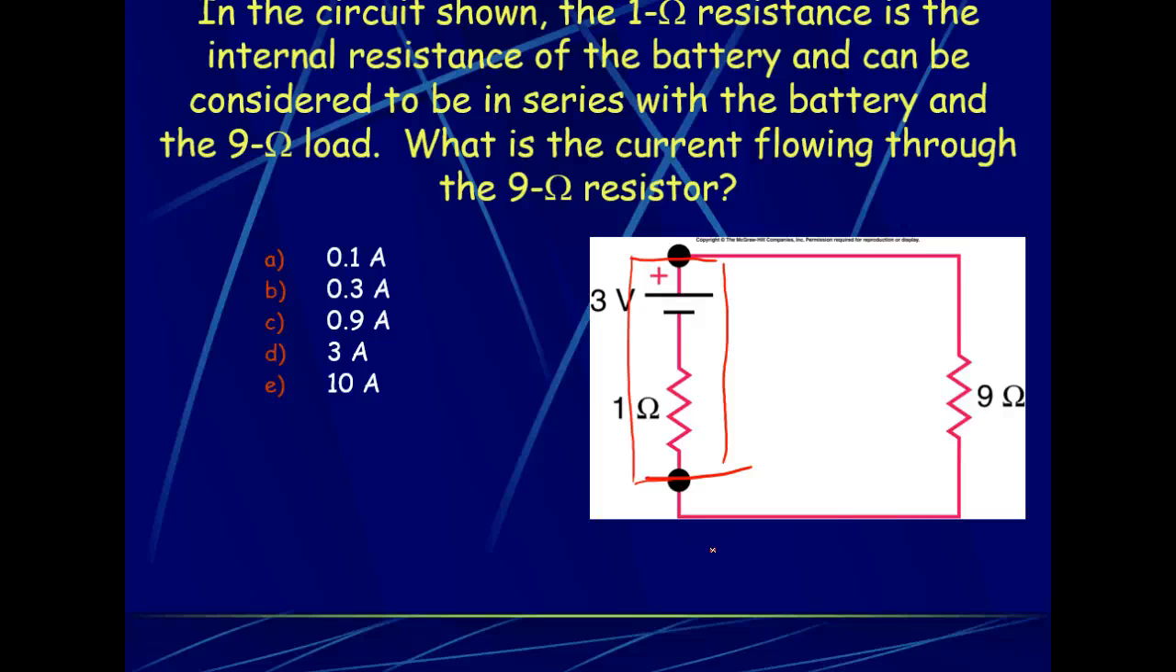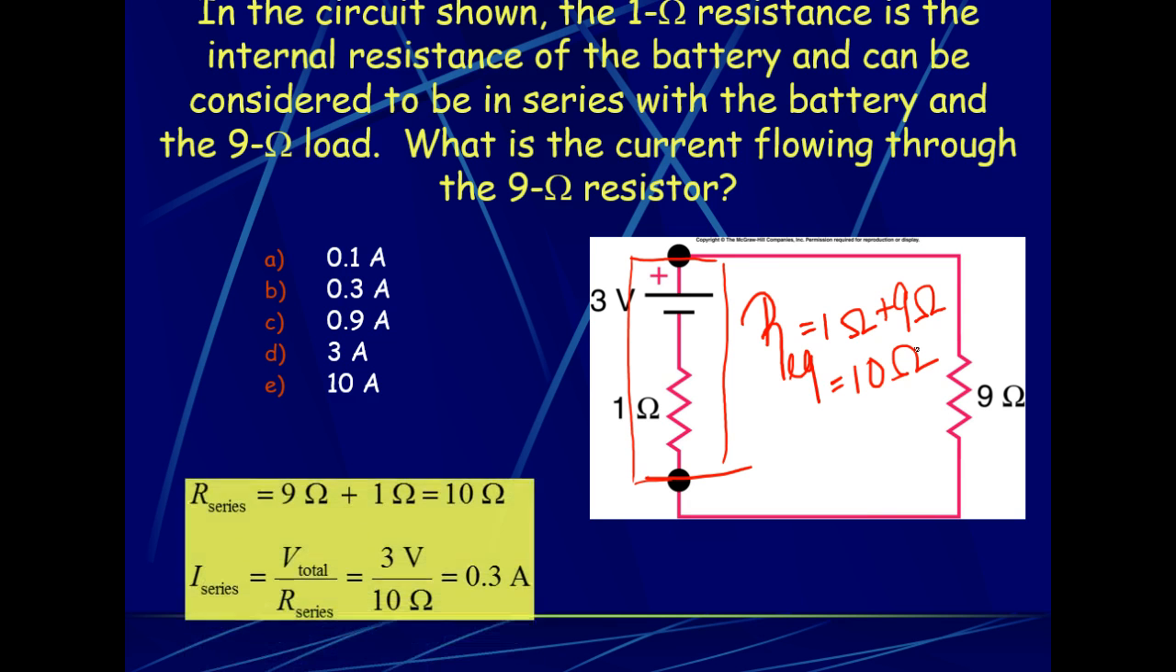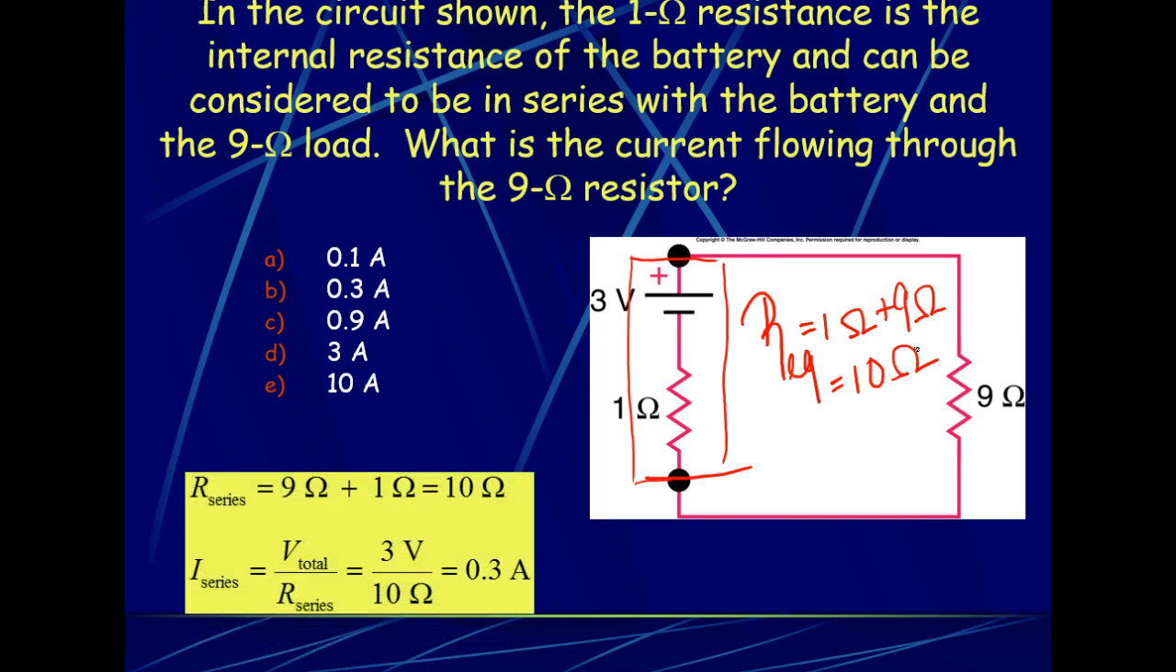So the first thing we have to do is find the total equivalent resistance. The total equivalent resistance is going to be 1 ohm plus 9 ohms. Because they're in series, we add the resistances, so that's going to be 10 ohms. We're then going to take the total voltage, which is the 3 volts of the battery, divide it by the 10 ohms, and get that the current is going to be 0.3 amps.